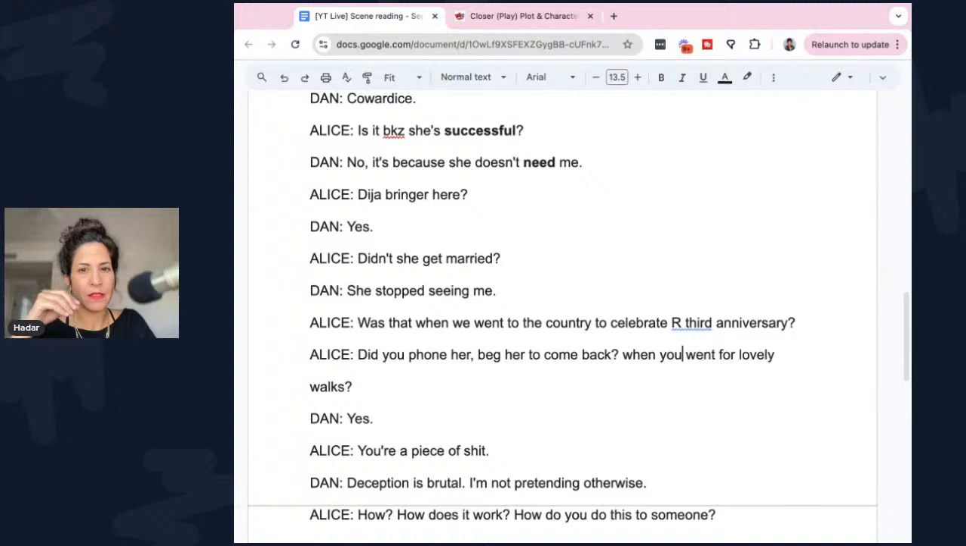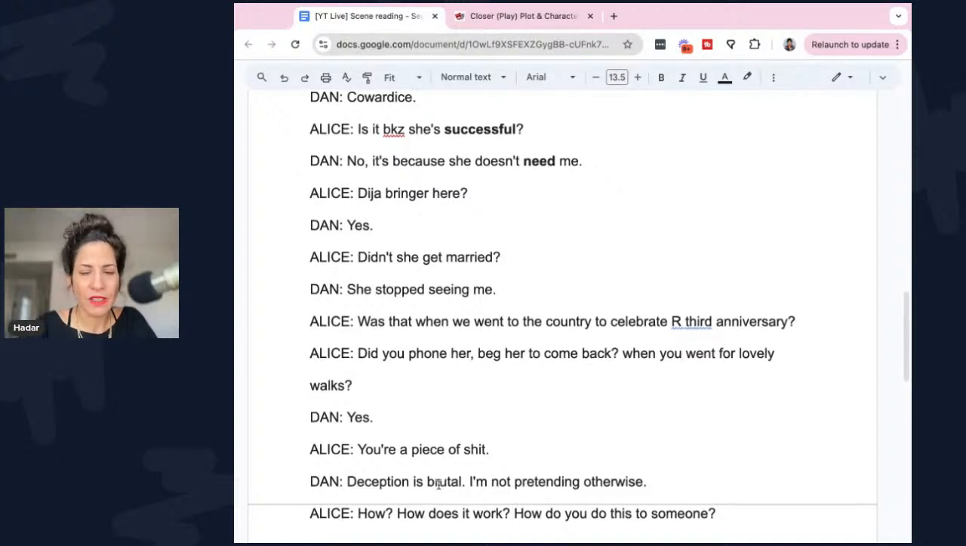She knows it. Did you phone her? Beg her to come back? When you went for lovely walks, right? You probably wondered, why is he going for all his walks? And now she understood. Yes, you're a piece of shit.